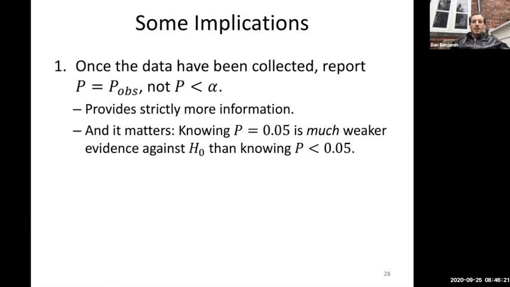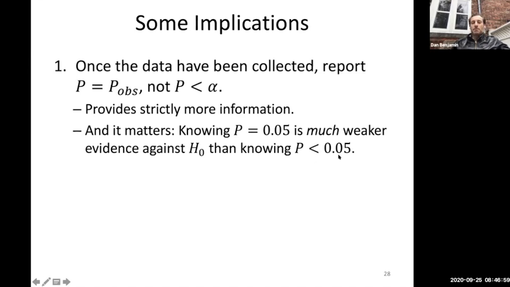And in fact, it really matters, because oftentimes when people are reporting p less than 0.05 in papers, what they really mean is the p-value was close to 0.05. So 0.05 is the smallest number that I can report such that it's true to say p is less than 0.05. But that's misleading, because a p-value of 0.05 is much weaker evidence against the null hypothesis than the fact that p is less than 0.05.